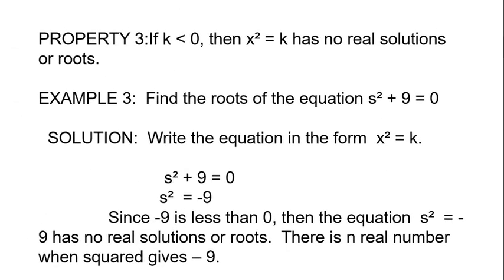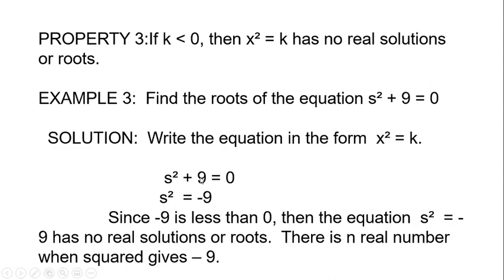Property number 3: if k is less than 0, then x squared equals k has no real solutions or roots. There is no solution or root if k is less than 0. Example number 3: find the roots of the equation x squared plus 9 equals 0. Solution: write the equation in the form x squared equals k. This is the form we need, with the constant on the right side and only the variable left. So, s squared plus 9 equals 0.